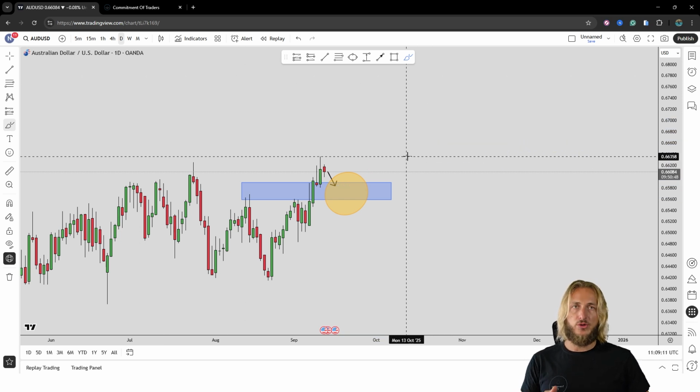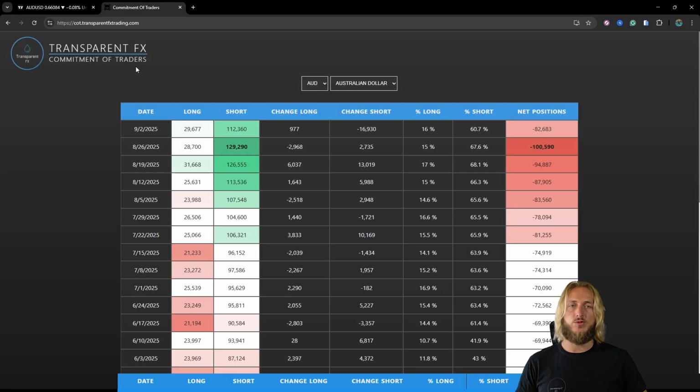Now, speaking about institutional buying, if we go and see what we have when it comes to the commitment of traders, so what the big players in the market are doing, and we look at the data for the AUD, the first thing that we have to keep in mind is that if we are looking at the data for the AUD, we are actually already looking at AUDUSD because all currencies on the spot are traded against the USD.